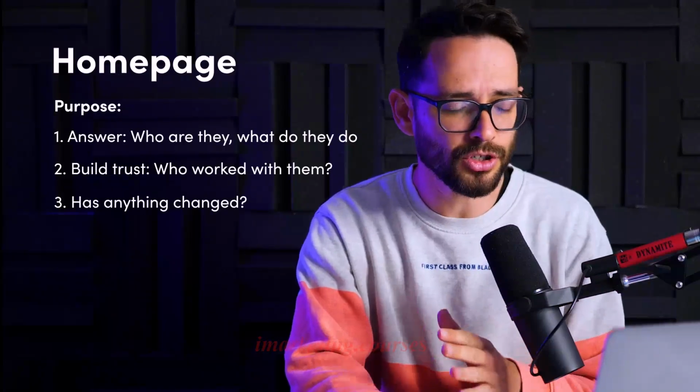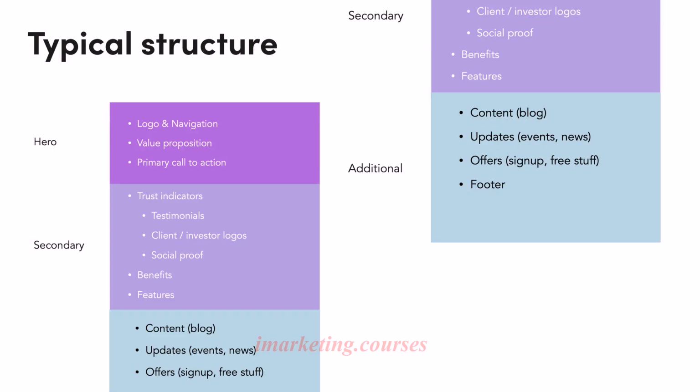So let me show you basically a typical structure of how you would structure a homepage. You would start with the top section, which we call a hero section. And in that section, you'll probably have something like the logo and navigation, which is a typical component. We'll dive into all of these components soon. And then you'll have a value proposition and probably a primary call to action to achieve the goal of the website. And then we'll move into the secondary sections where we'll try to build trust.